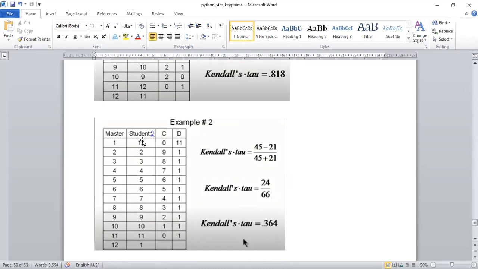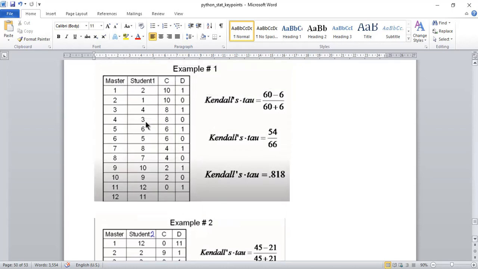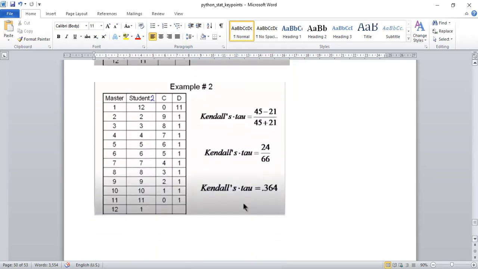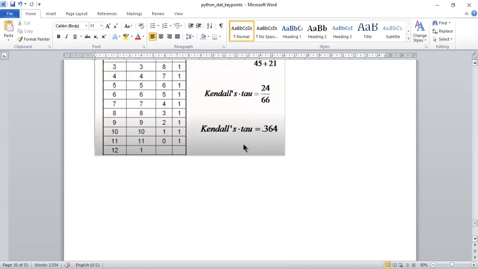That is, the master has given one but student 2 has given 12, and whereas the master has given 12th rank for an art, student 2 has given first rank. So in this case, you can eliminate it, this kind of data is not suitable for you, and the first data can be used for your purpose. So this is how we have to check. Understood how to find the correlation coefficient using Kendall's tau for categorical variables? Yes, ma'am.